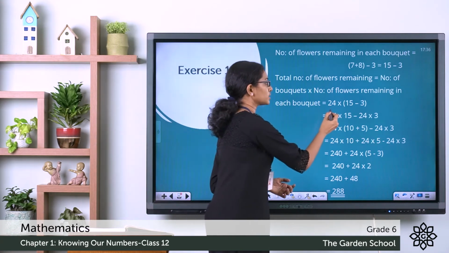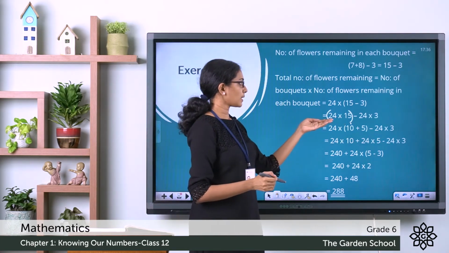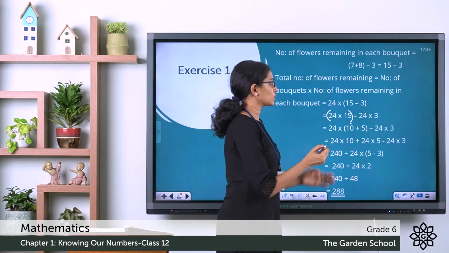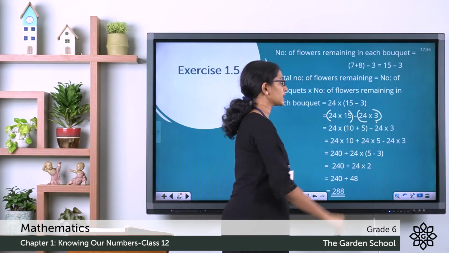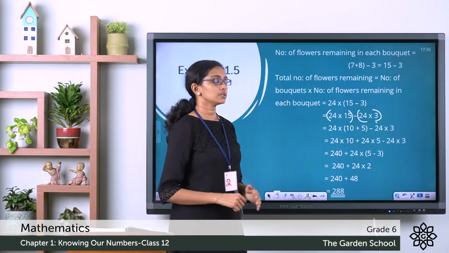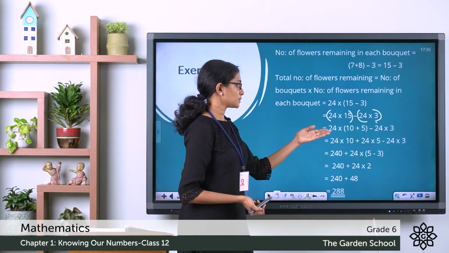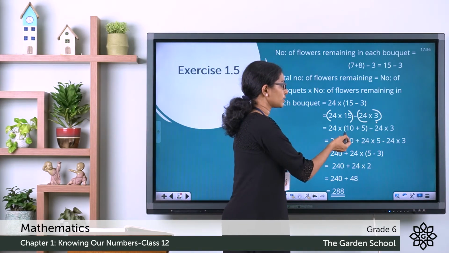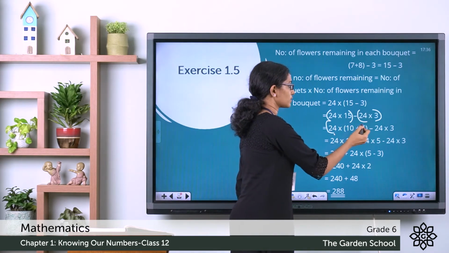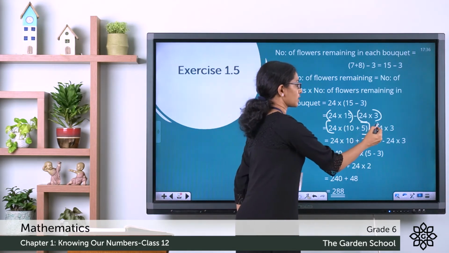So here we have to do the multiplication part first. So make sure you put this part within brackets. So (24 × 15) − (24 × 3). And see, here this 15 we can split again as 10 and 5. So this part becomes 24 × (10 + 5), which is equal to 15, minus this 24 × 3.